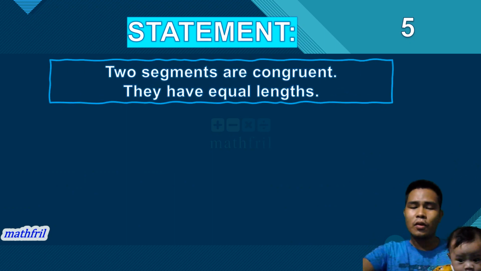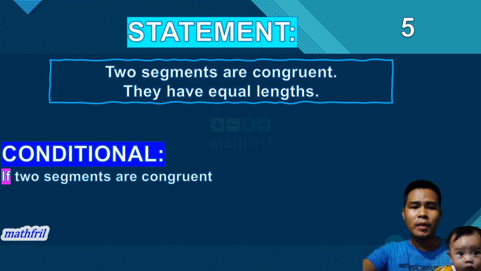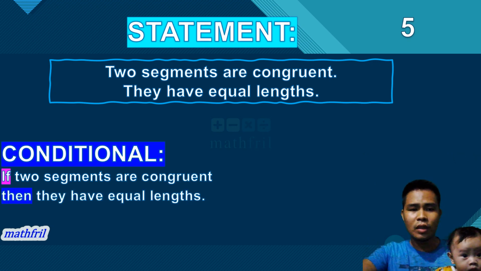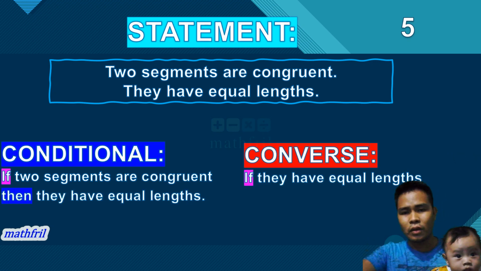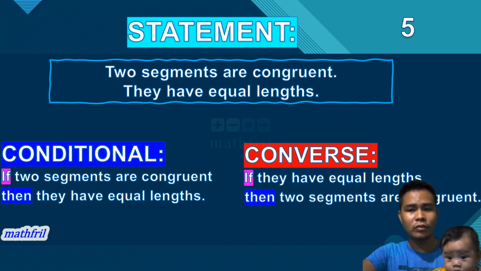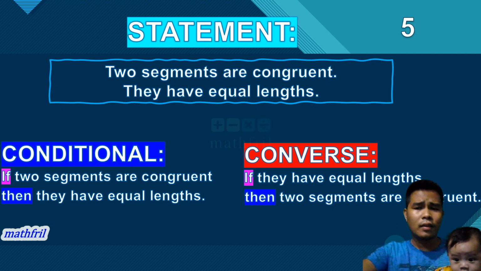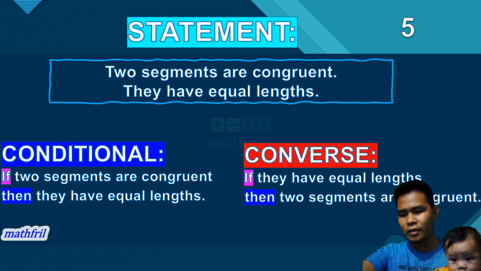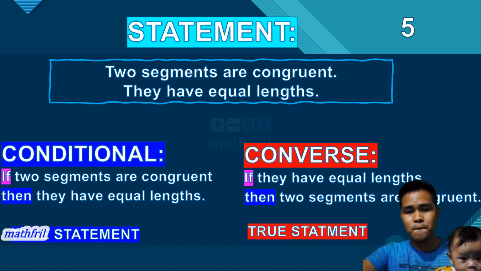Two segments are congruent. Conditional statement, if two segments are congruent, then they have equal lengths. Converse is, if they have equal lengths, then two segments are congruent. So if you can think of the answer, you can actually give a try.